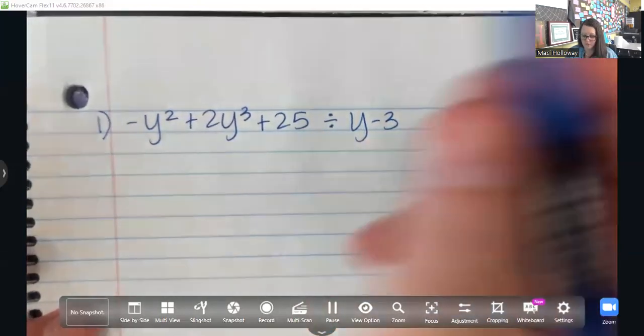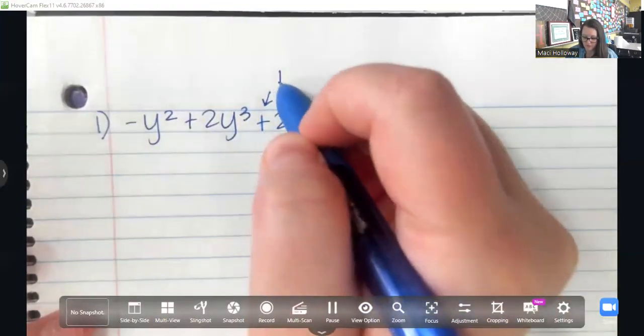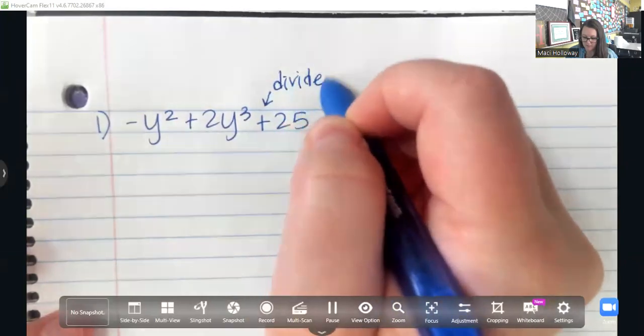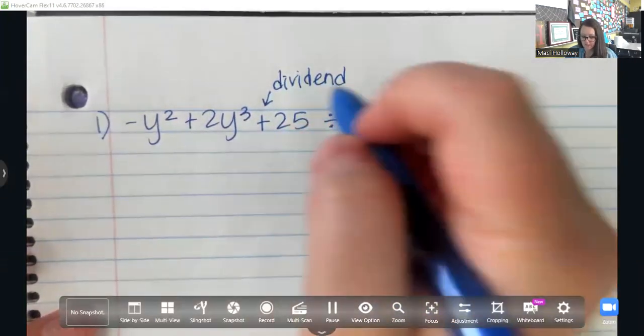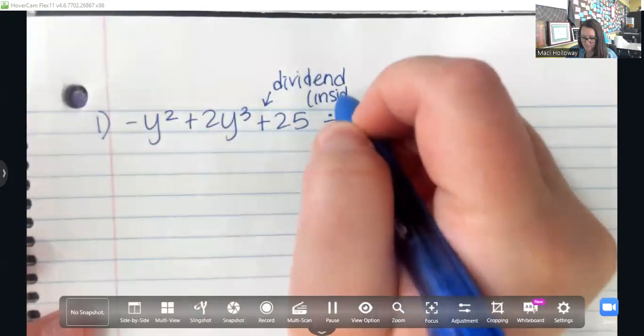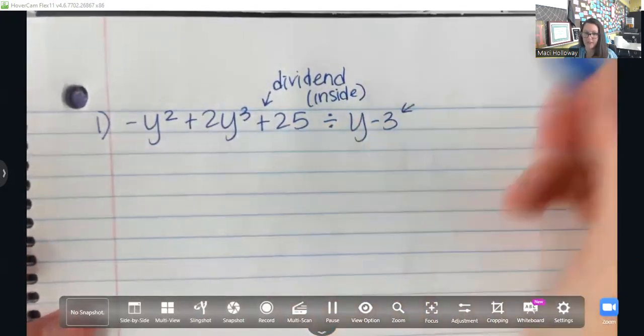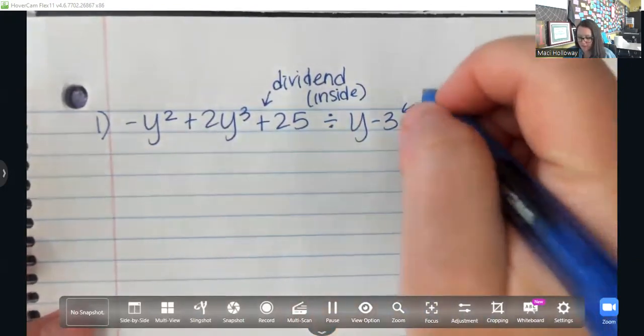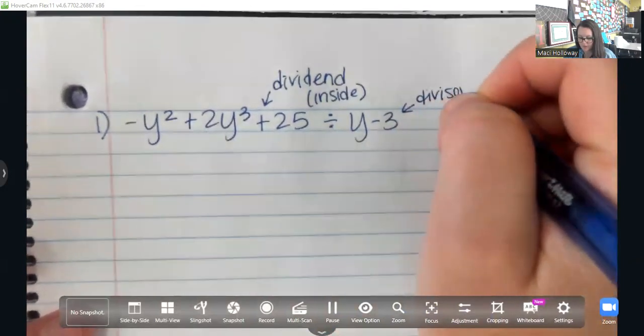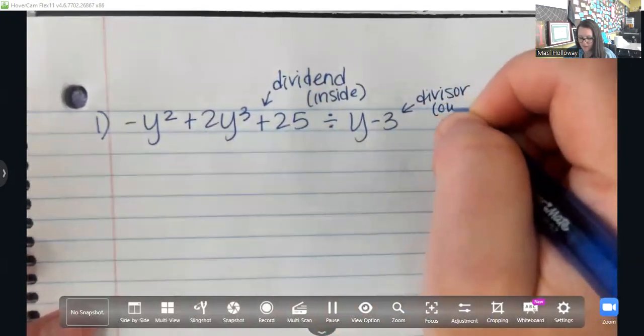A couple of notes here. Our first expression is going to be the dividend. That's the one that goes inside. And the second one, y minus 3, is going to be your divisor, and that's going to be outside.